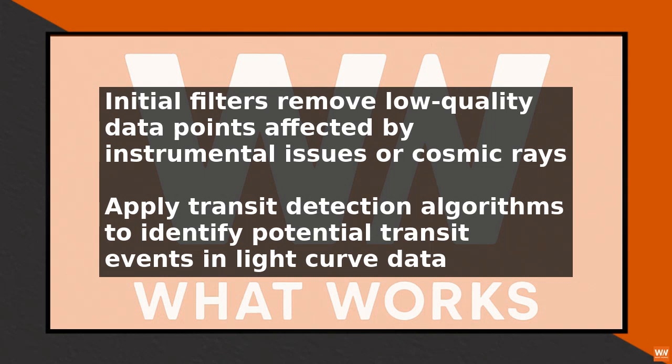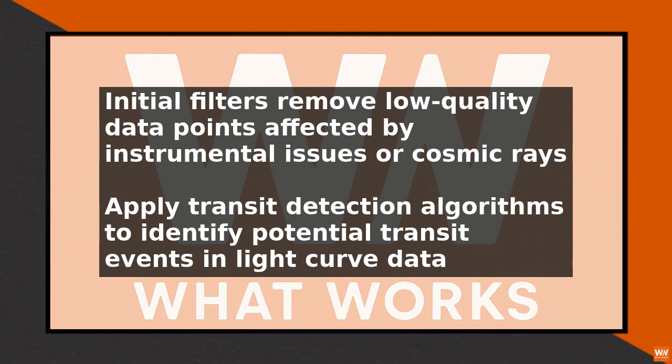Once potential transits are identified, apply additional filters to refine the results. Consider factors such as transit depth, duration, and shape, as well as the star's properties, like its size and temperature. These filters help distinguish between true exoplanet signals and false positives.